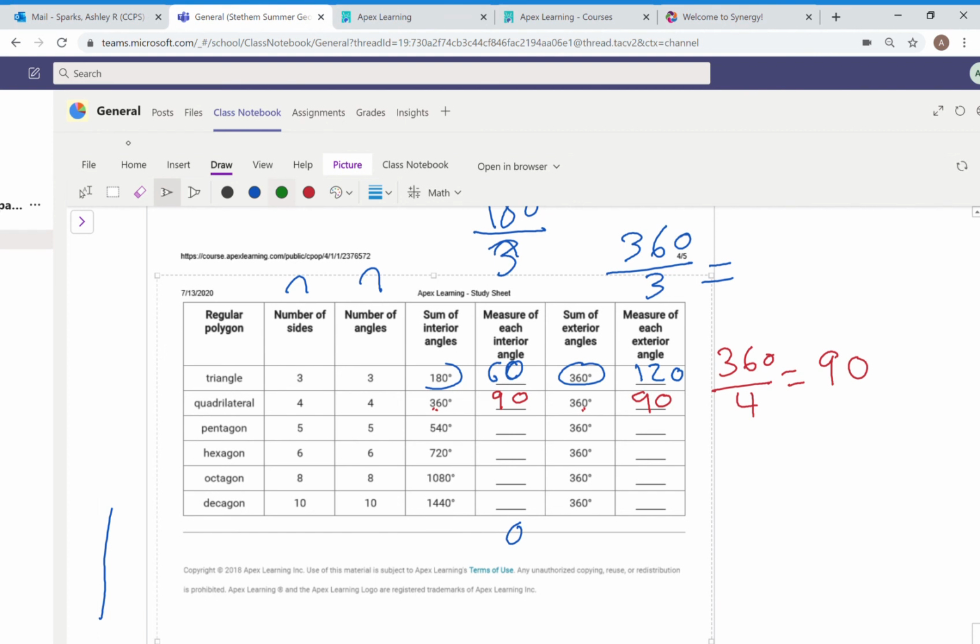If I do my pentagon, my sum of interior angles is 540. And I'm going to divide that by 5. So 540 divided by 5 is 108. And I can put that in. But now, be careful. For exterior, I always revert back to 360. And I'm going to divide that by 5 this time.